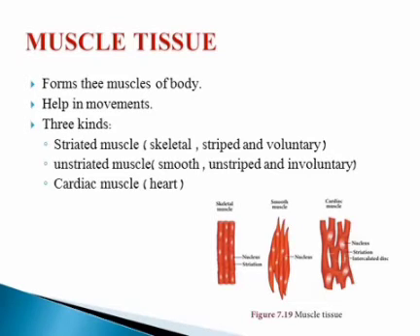Again, muscle tissue can be subcategorized into three kinds: striated muscle, unstriated muscle, and cardiac muscle. Striated muscle is skeletal, striped and voluntary muscle; unstriated is smooth, unstriped and involuntary muscle; cardiac muscle is the heart. Striated muscle is under the control of the will, so it's a voluntary muscle that we can control by ourselves. They are made up of long fibers which are nucleated and striated. Light and dark bands run across the fibers, so it has stripes over the cells.